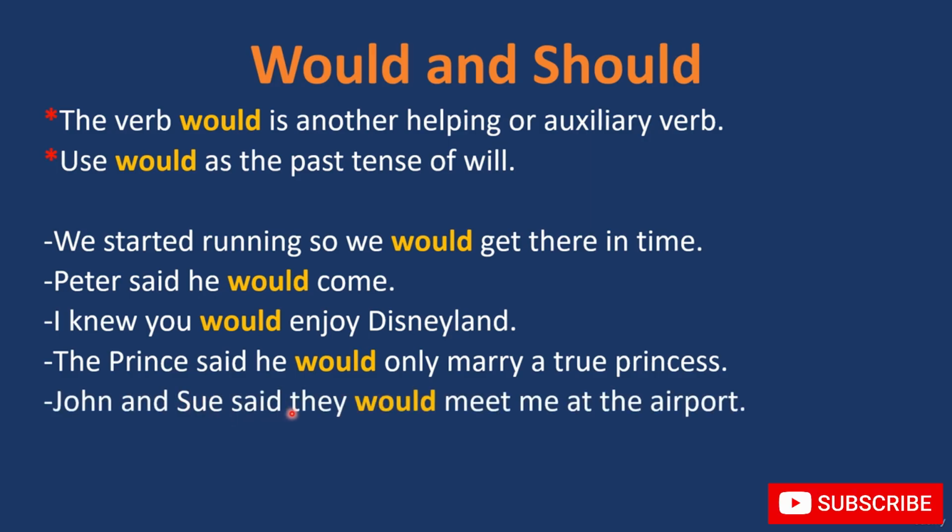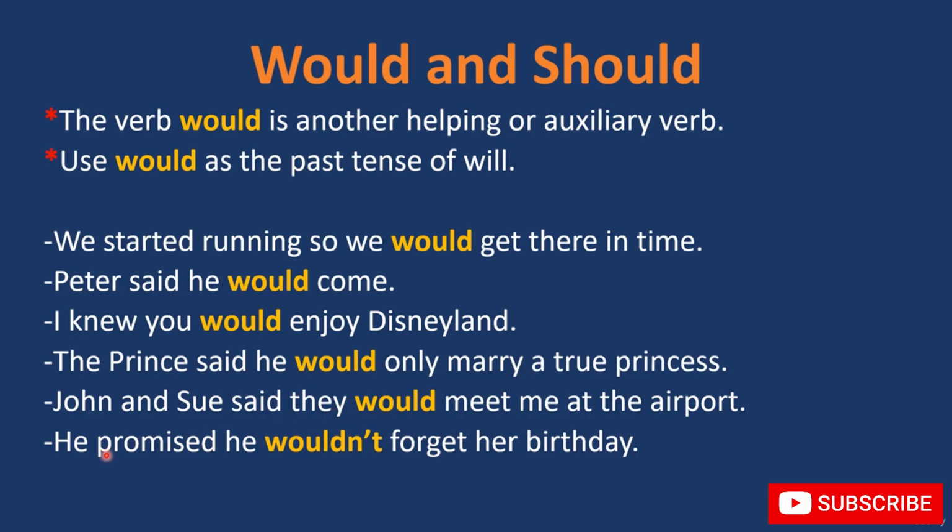John and Sue said they would meet me at the airport. I can say also, John and Sue say they will meet me. But here I have said, so I have to use what? Would. He promised he wouldn't forget her birthday. So again, I use would if I need to use the past form of will.